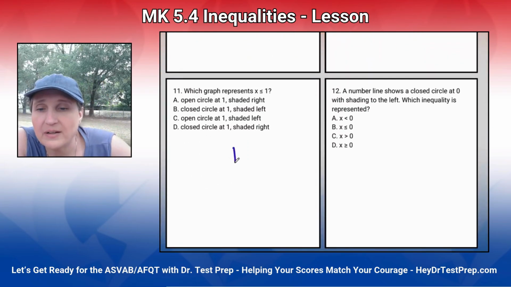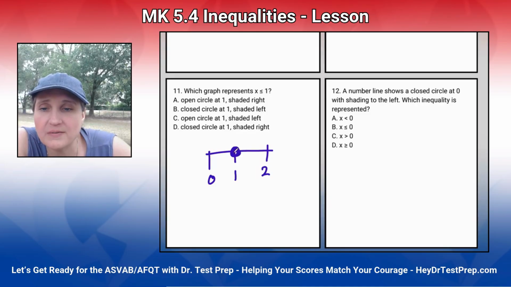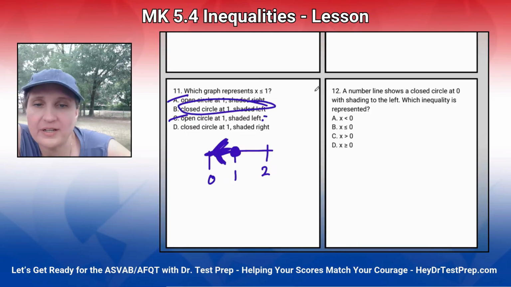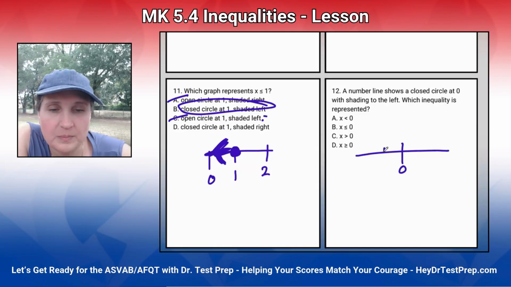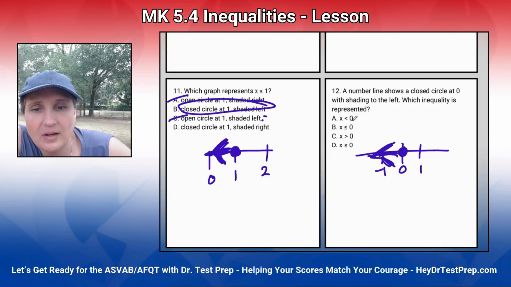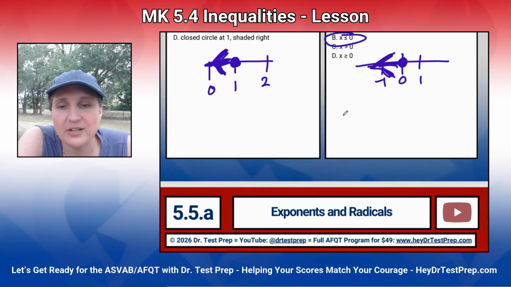All right, now we've got another number line, 1, 0, and 2. This tells me it's a closed circle because of that bar, and it wants all the numbers that are less. So we've got a closed circle at 1, and it's shaded to the left because I want all the numbers less than 1. Closed circle, shaded left. A closed circle at 0 with shading to the left.